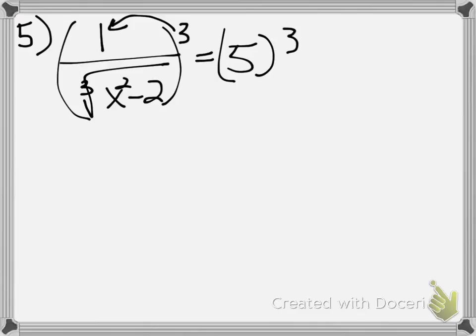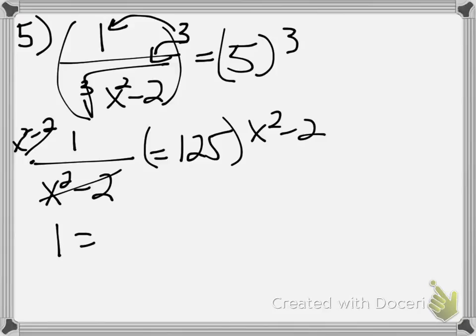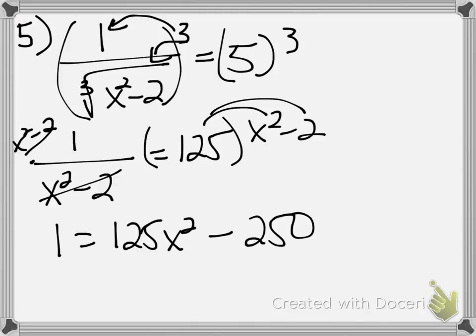So I give that cube to the 1, and I give it to this cube root. Well, 1 cubed is still just 1. The cube of a cube root is whatever's inside, so I have x squared minus 2. And 5 cubed is 125. So now I'm going to need to multiply both sides by the denominator, which is x squared minus 2. So I get 1 equals, and I need to distribute. So I get 125x squared minus 250.